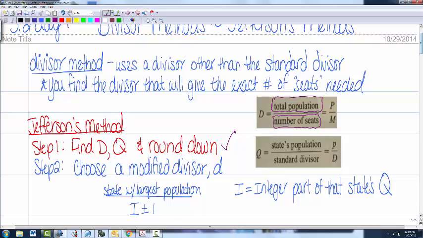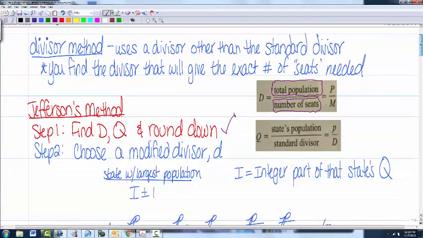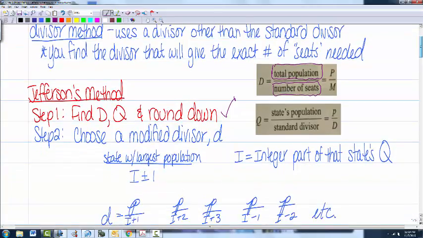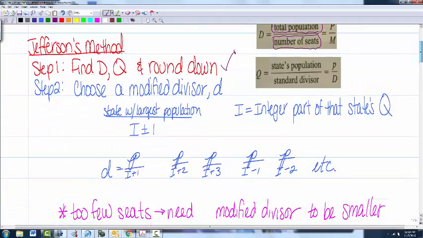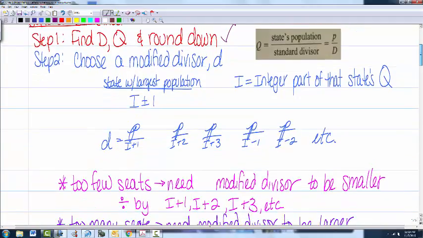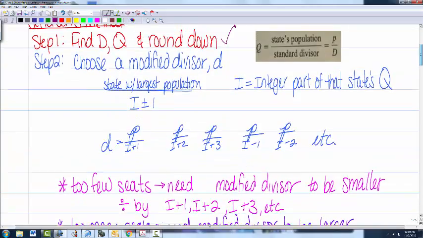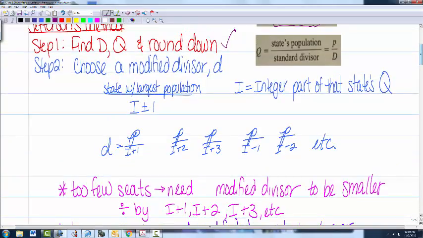Now here's what's weird about Jefferson's. Completely standalone, you will not understand it when I give you the words for it. Okay, step two is strange. Of course we know in the representative situation, when we round down and we add up all the numbers, are we short representatives or do we have too many that are given out? We're short. We round down, so we're short. So we're going to be short.